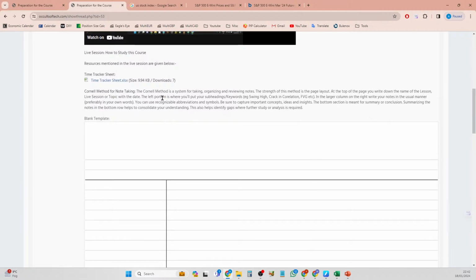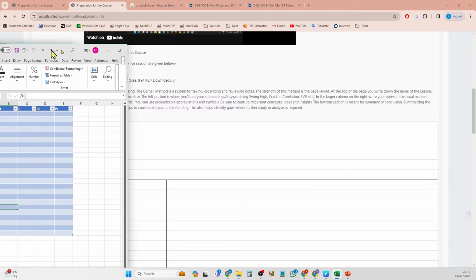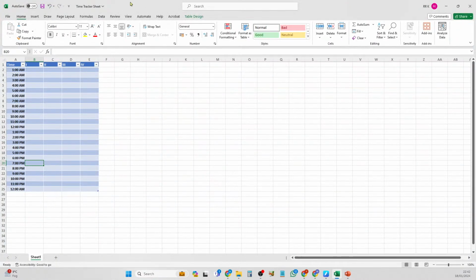The first and foremost thing that everyone encounters as a problem in this course is where to find the time to study this. And that is why I had mentioned something called a time tracker sheet. You can just click on this link and it will download a file on your desktop. So I have that file open over here. It is an Excel sheet.